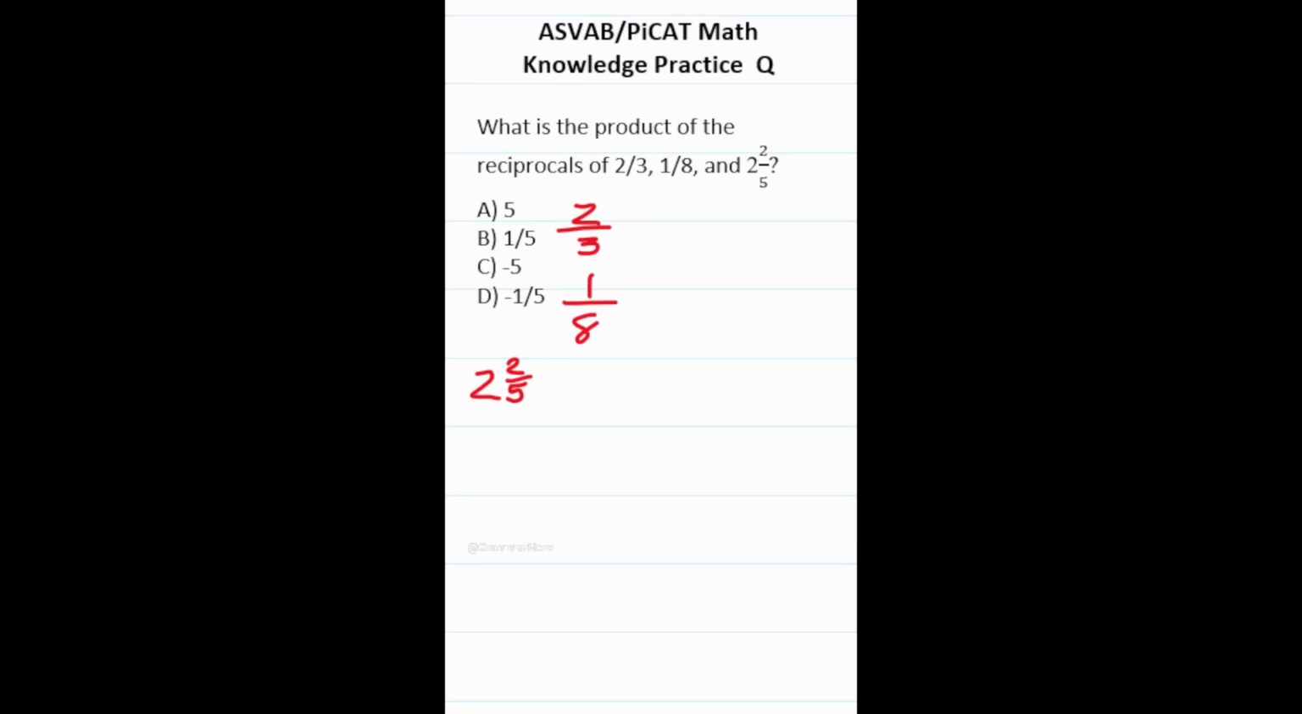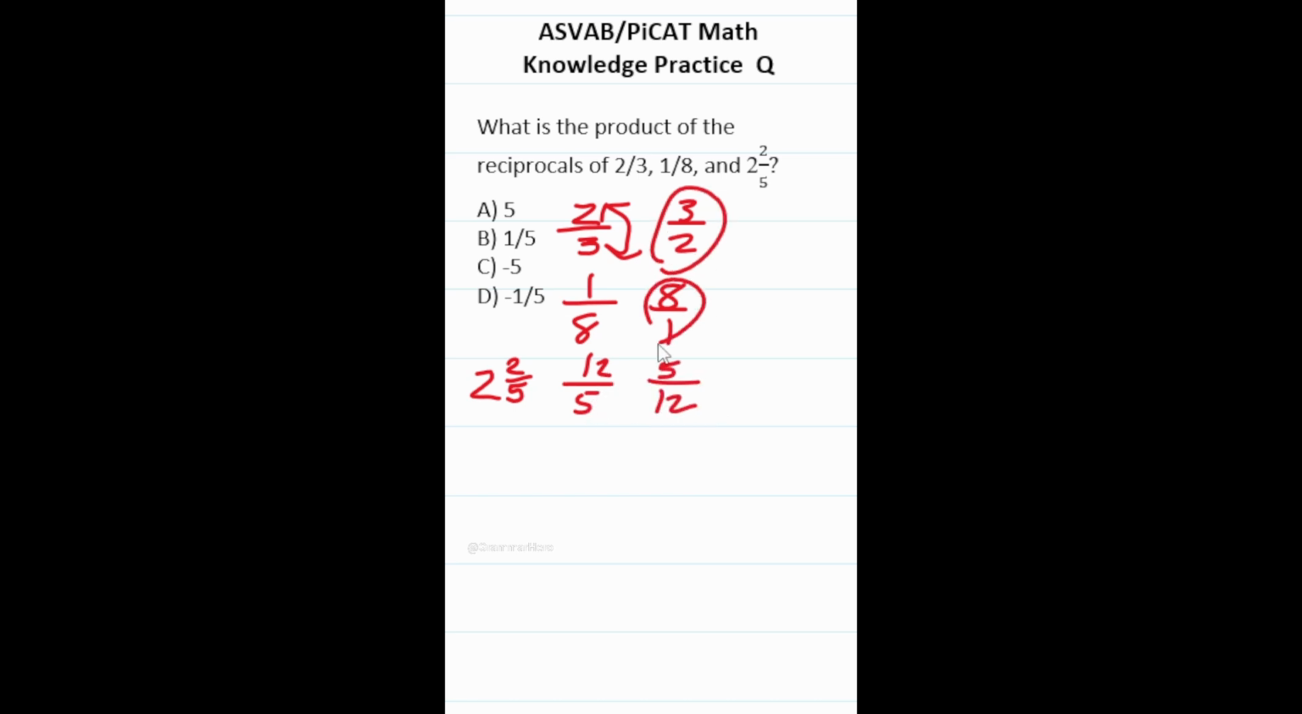This ASVAB PiCAT Math Knowledge Practice Test question: we're trying to find the product of the reciprocals of 2/3, 1/8, and 2 2/5. So first, let's find the reciprocals. Again, to find the reciprocal, you just flip-flop your numerator and denominator. So this one is 3 over 2. This one is 8 over 1. We have to convert this to an improper fraction to find its reciprocal. 2 times 5 is 10, plus 2 is 12. So this is 12 over 5. Again, its reciprocal is flip-flop, so it's going to be 5 over 12.